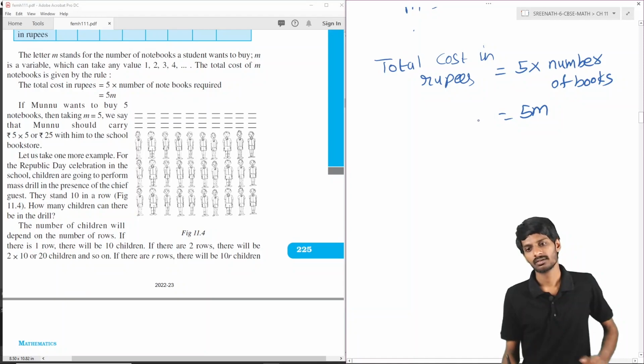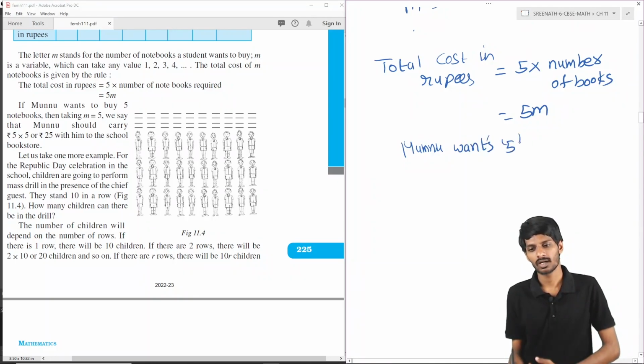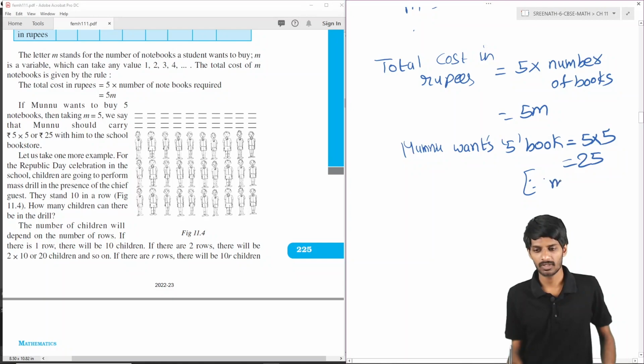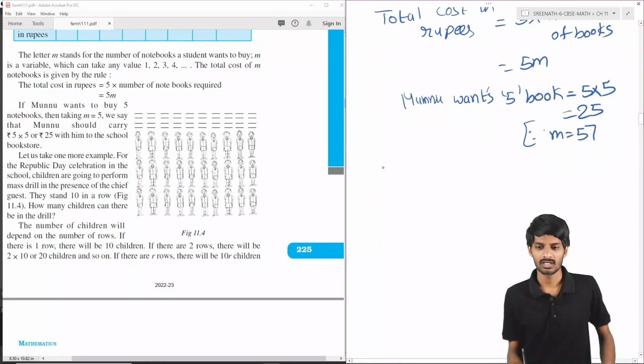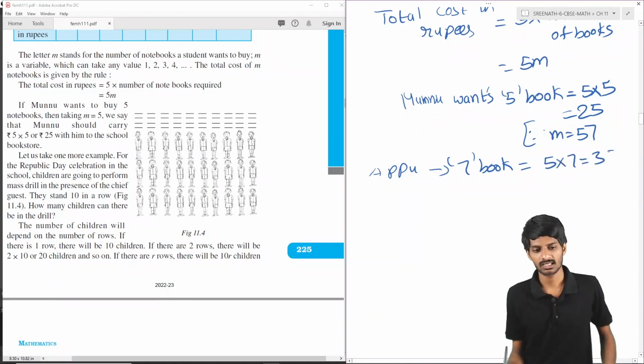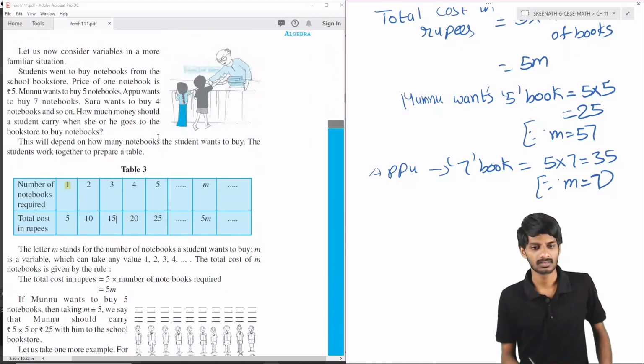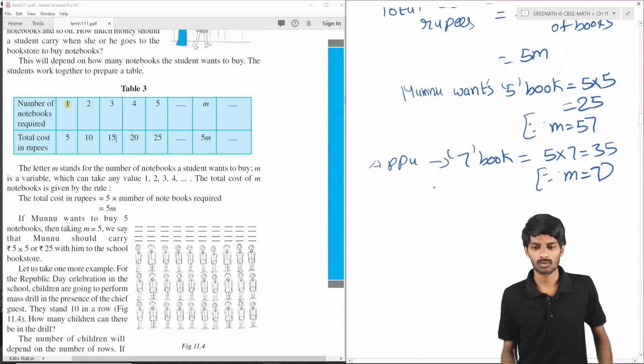So if Munu wants 5 books, what is the total money? That is equal to 5 into 5, that is equal to 25. Why? Since M is equal to 5 here, the number of books is 5. If Appu wants 7 books, what is the total cost? That is equal to 5 into 7, that is equal to 35. Why? Since here M is equal to 7, the number of books is 7. And next Sarah wants 4.